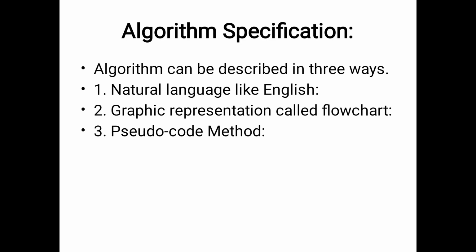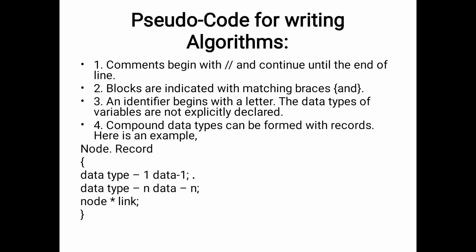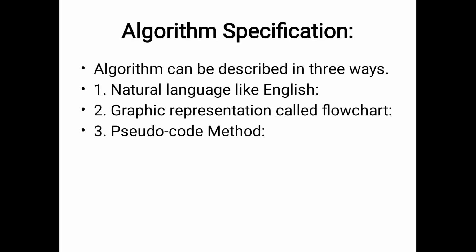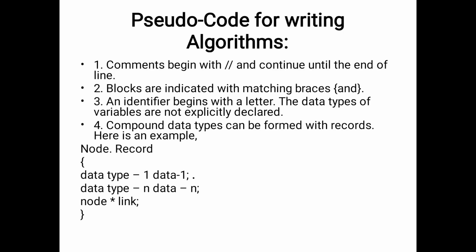Here we see the algorithm specification: how to write an algorithm. We follow these ways. First, natural language like English. Second, a graphical representation such as a flowchart, a diagram that makes the algorithm easy to understand. Third, writing source code. And fourth, writing in any programming language. Okay, these are the steps.